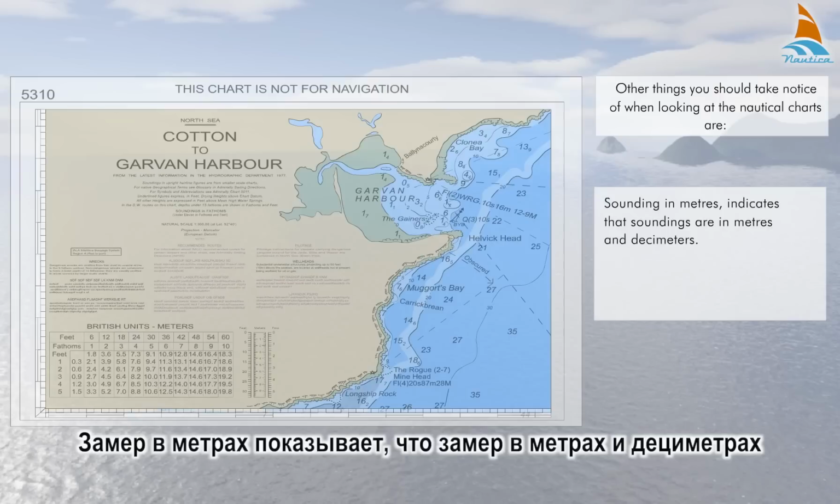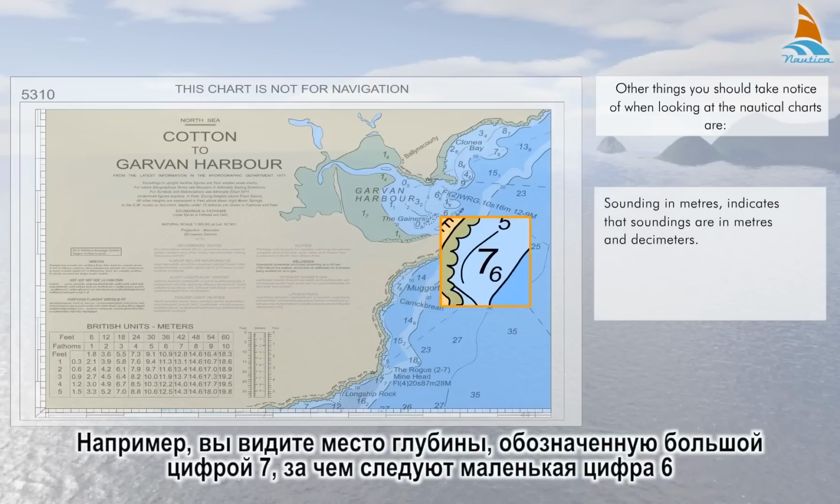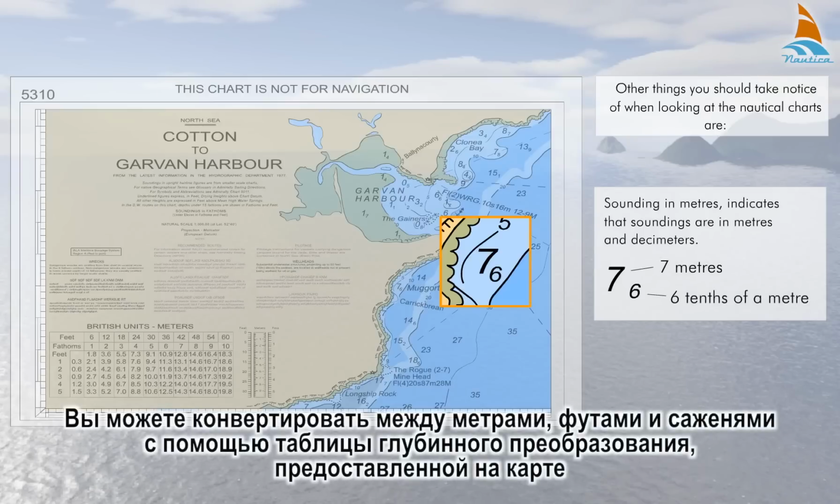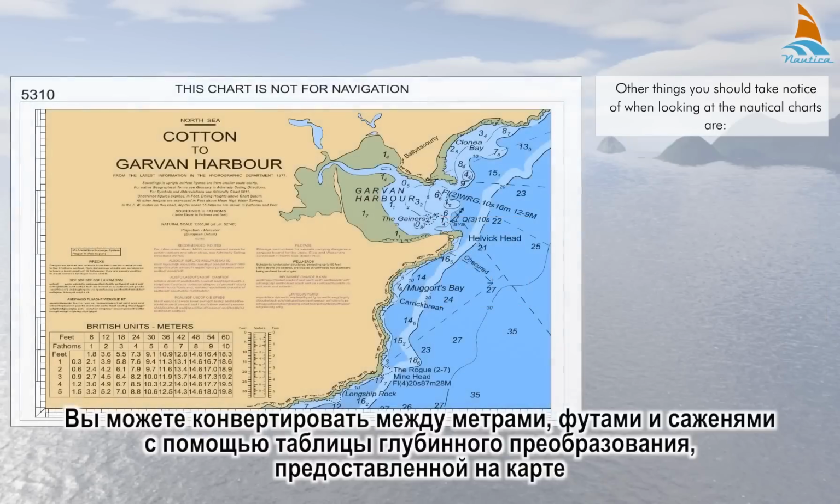Soundings in meters indicates that soundings are in meters and decimeters. For example, you see a spot depth of a large 7 followed by a small 6. This indicates a depth of 7 meters and 6/10 of a meter. You can convert between meters, feet and fathoms by using the depth conversion table provided on the chart.